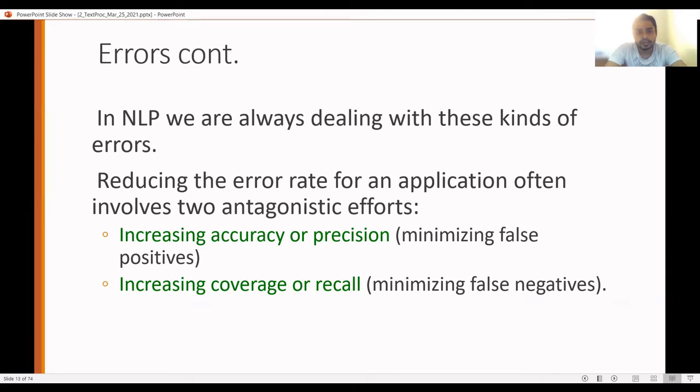Reducing the error rate for an application often involves two antagonistic efforts. That is, increasing the precision, which implies minimizing false positives, and increasing the overall coverage or the recall, which means minimizing false negatives. Now, in most cases, the false negatives affect the system in a much more varied way than the false positives. So importance must be given to increasing the recall, or minimizing the false negatives, as a first set of rules in developing an NLP system.